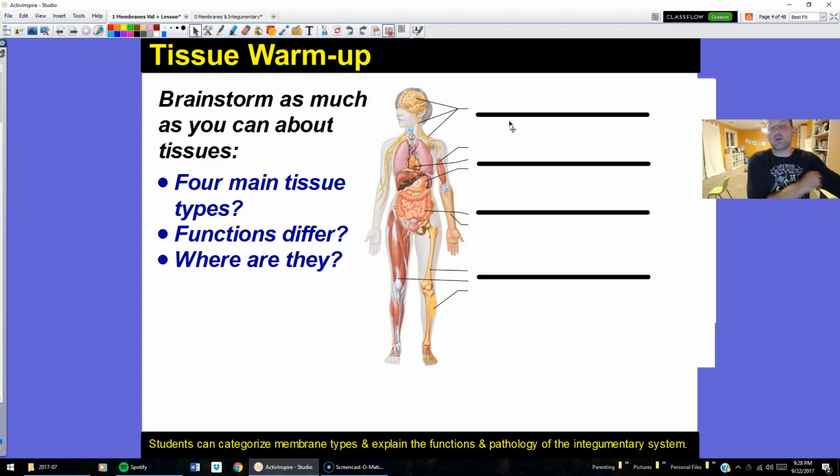Quick review of last time: I would pause the video and review what the 4 main tissue types are. This was the thing we ended the biology chemistry review on, these 4 main tissue types. So pause the video, reference your notes.